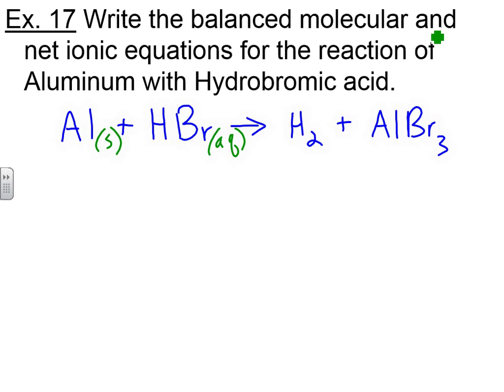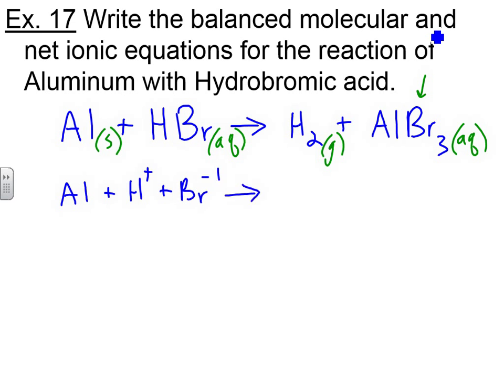Hydrogen is a gas, and then aluminum bromide, based on solubility rules, should be soluble because bromine is a group 17, which is soluble except for the 3 Rs, so this is aqueous. Okay, and now remember, we break apart anything that is aqueous. So aluminum plus hydrogen gets broken apart with bromine. These 2 are broken apart because they are aqueous.